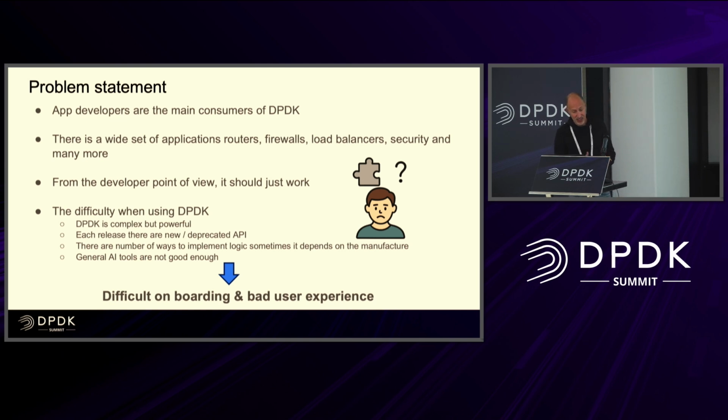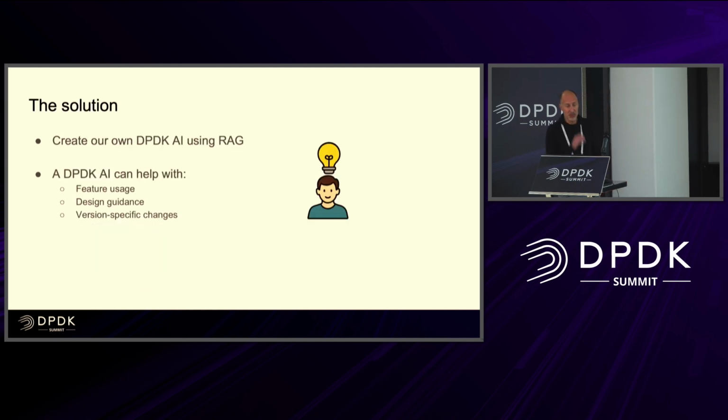In general, the general AI tools available today are not good enough for our use case. They will be good if we give them the right data. We'll talk about it later. It also results in a difficult onboarding and bad user experience for the user, which I'm trying to solve. What is the solution? Basically, create our own DPDK AI using RAG. This AI can be used for discovering features, explaining features, giving design guidelines on how to implement things, best practices. It can give version control suggestions, and so on.